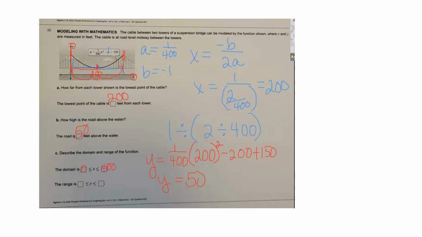And then let's see for y. Well, it's got to go from 50 up to, right here at 0, if you plug in 0 for x, see what you get. y equals 1 over 400 times 0 squared minus 0 plus 150. So you're going to see what that is.